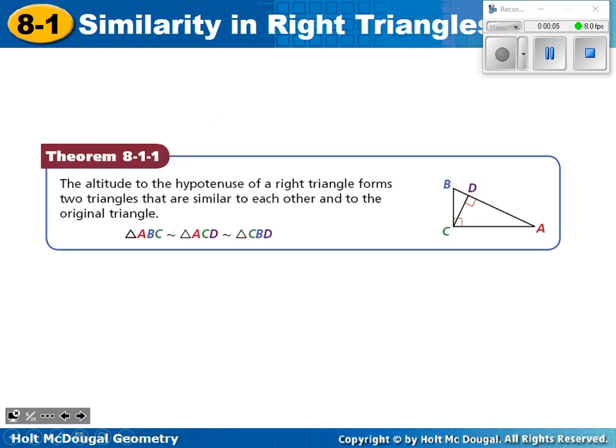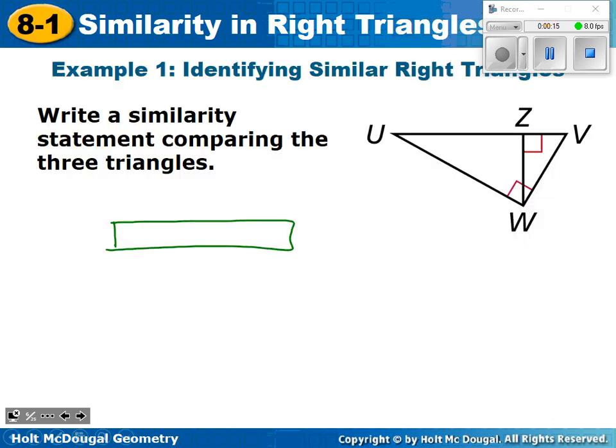Big idea was you have to have a right triangle with an altitude drawn from the right angle, and we talked about writing the similarity statement based off that picture. So let's see if we can do the first one together, and then I'll let you try the next one on your own. So the first thing is, can you write a similarity statement comparing all three triangles?